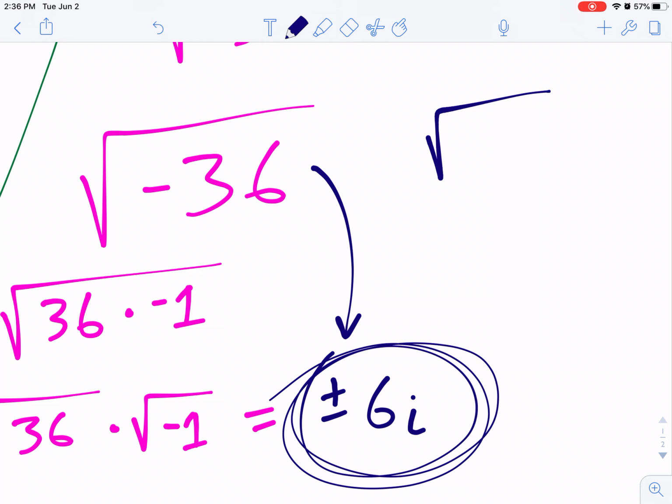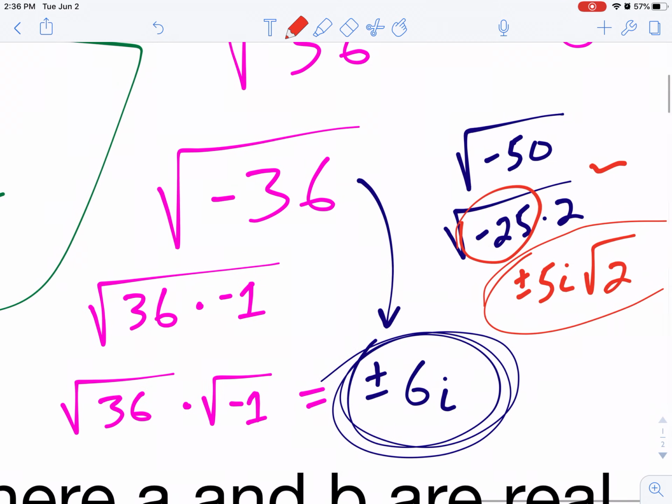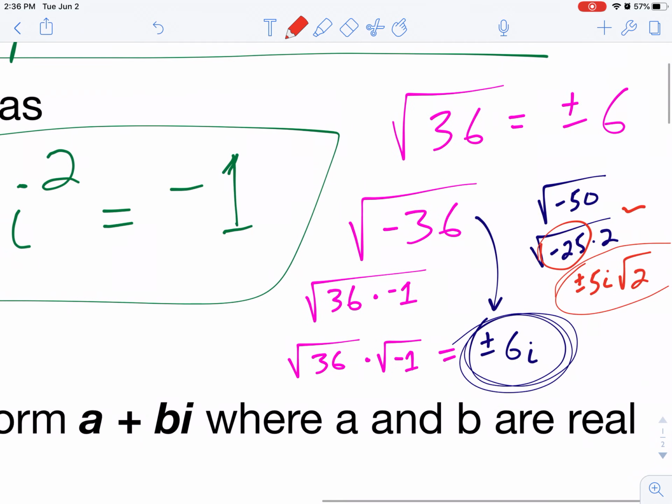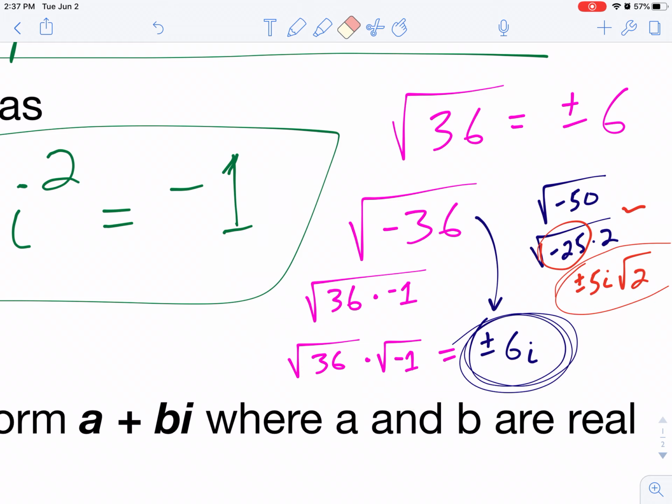If I asked you to do the square root of -50, you would break that down into the square root of -25 times 2. And the square root of -25 is plus or minus 5i, and that square root of 2 is just left there. Okay, so you're going to have to break down square roots of negative numbers in some of these problems. Not so much in 3.1. This is mostly going to take place in section 3.2. There's a little bit of it in 3.1.